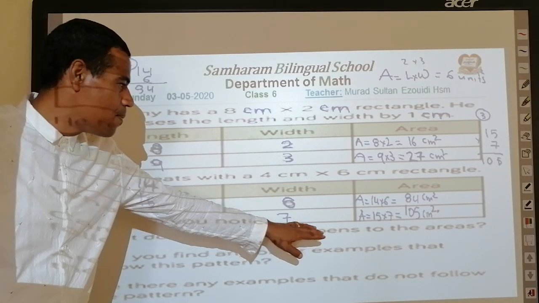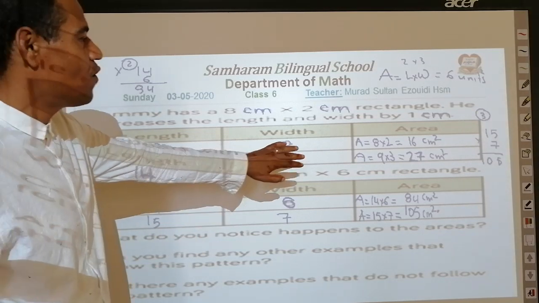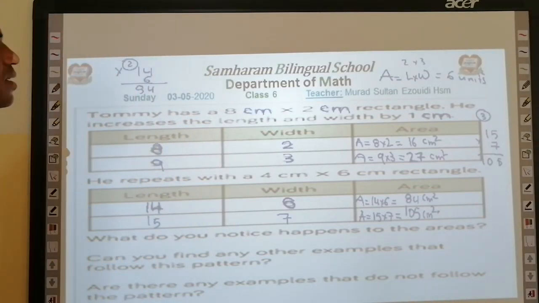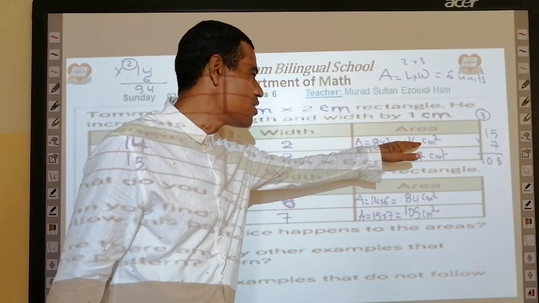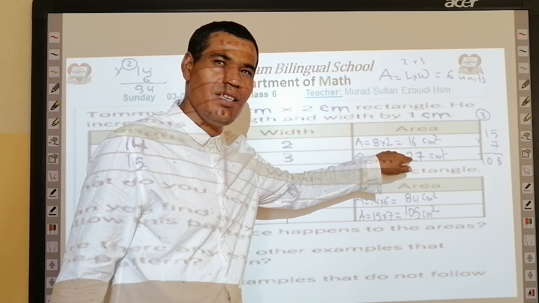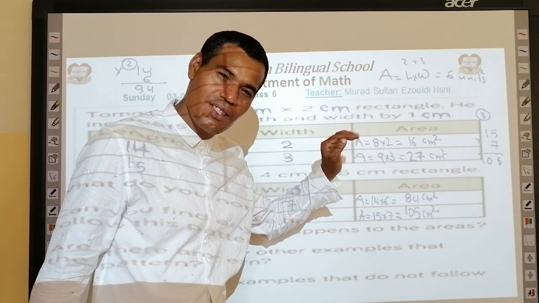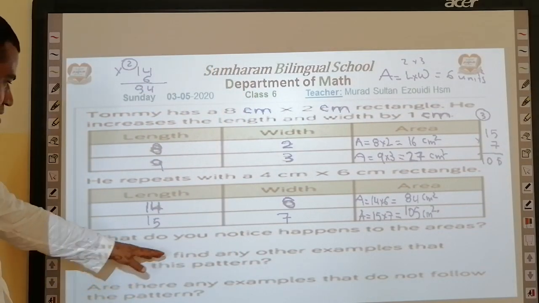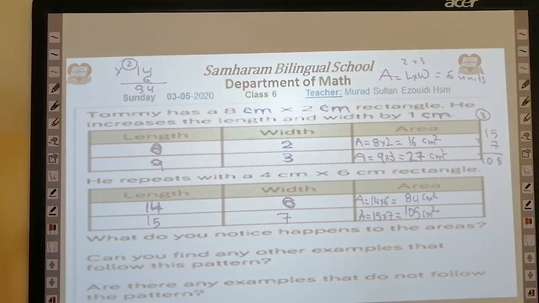What do you notice happens to the area? Look here. The first one is 16, then it will be what? It will be 27. You see that the area of the first rectangle is 16. The second one is increased to what? To 27. Why? Because I increased the length and I increased the width. Okay, can you find any other examples that follow this pattern? Are there any examples that don't follow the pattern?